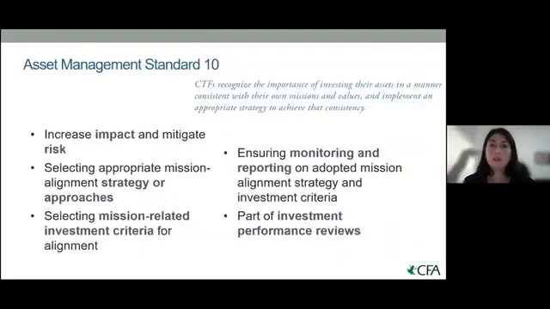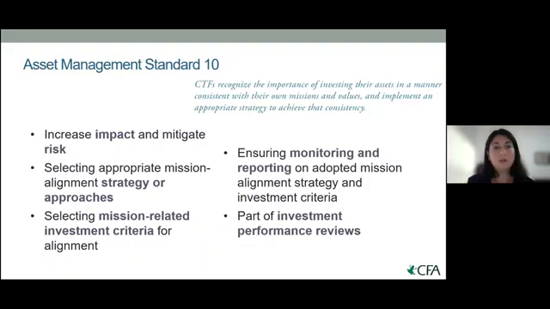So this reflects this update, these trends that are seen in the market, but also the fact that CTFs are already engaging in this process of aligning their investments with their mission. And more CTFs have said that they want to do that as well. So the standard says that CTFs need to recognize the importance of investing their portfolios consistent with their own mission and values, and also implement an appropriate strategy for this.